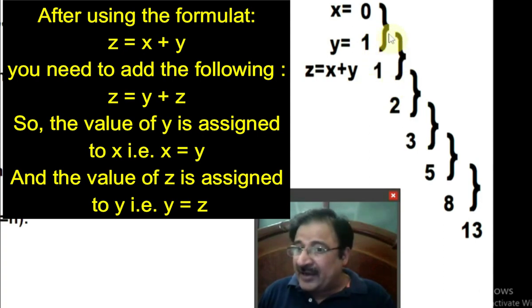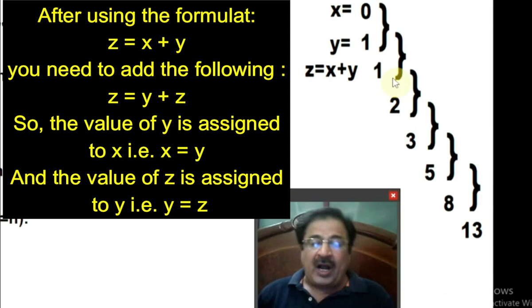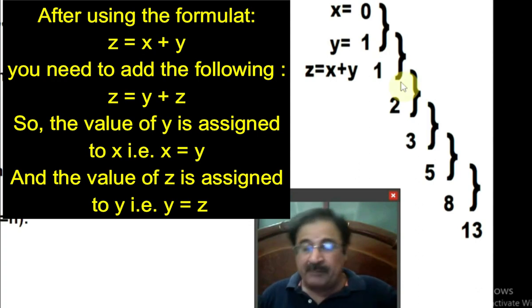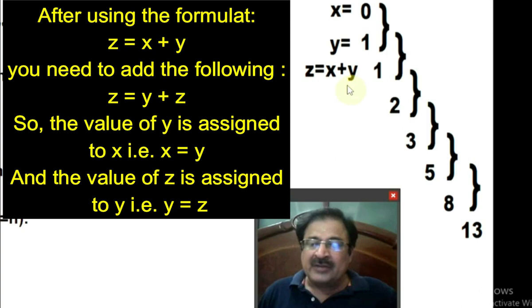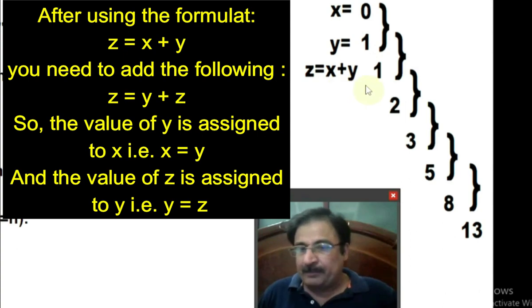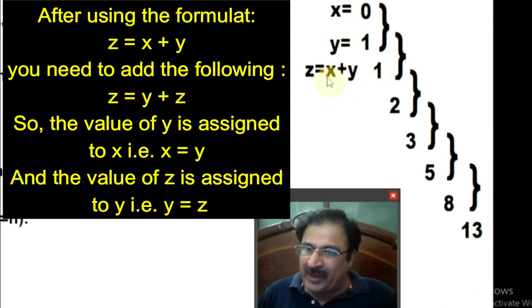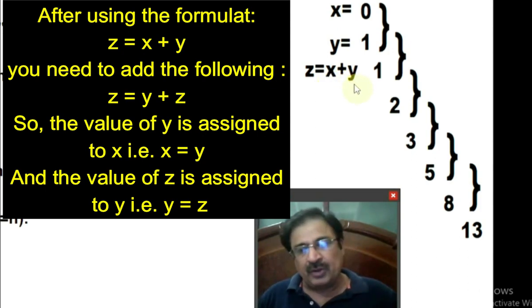After that I have to only add y and z. I don't require x anymore, right? So I need the sum of y plus z onwards. But I've already used the formula x plus y. So what I'll do, I'll assign the value of y to x, I'll assign the value of z to y, and I'll use the same formula x plus y. But because the value of y is assigned to x and the value of z is assigned to y, when I write x plus y, it will actually add y plus z only. Got it? So let's see how this program is working.